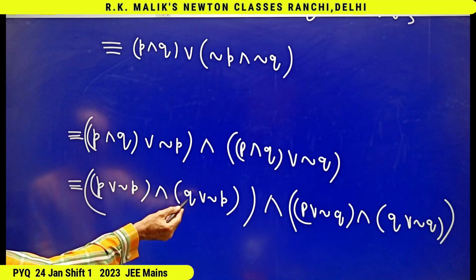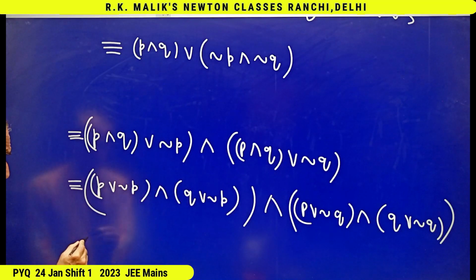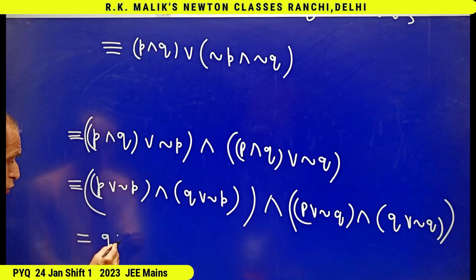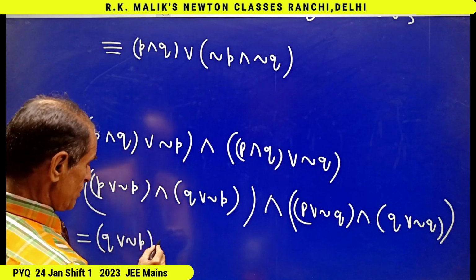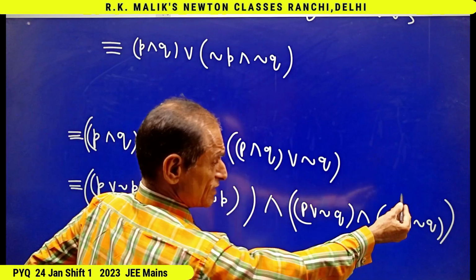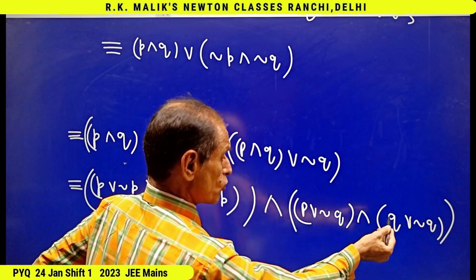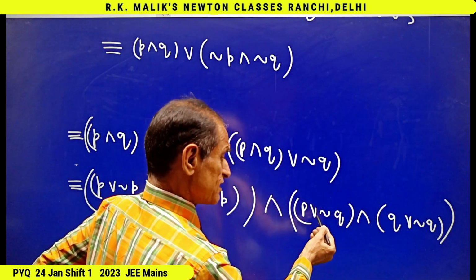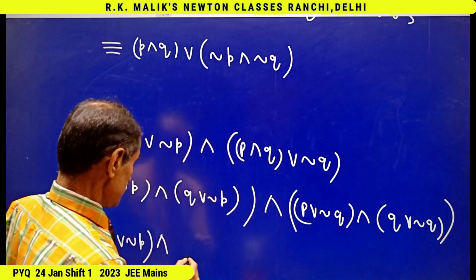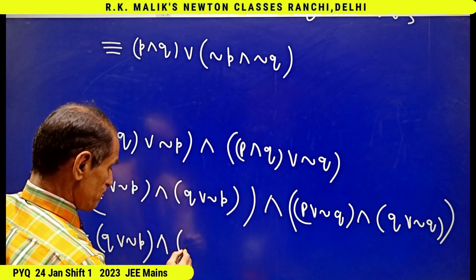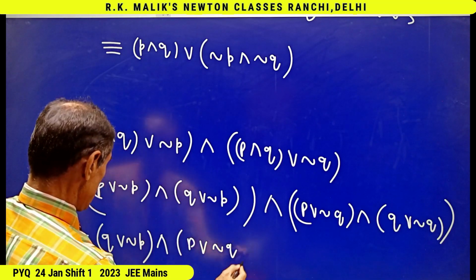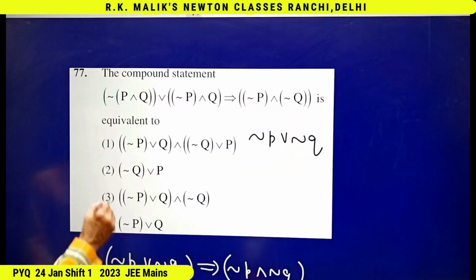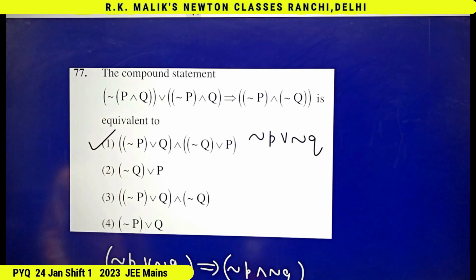Tautology and any statement gives the same statement, that is Q or negation P, and it is tautology, and tautology and any statement gives the same statement, that is therefore you get P or negation Q. Hence I can say first choice is the correct choice.